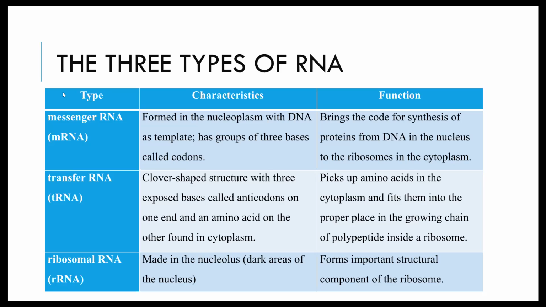How about the ribosomal RNA? It is actually made in the nucleolus. That's the dark area of the nucleus. It forms an important structural component of the ribosomes. Okay? Again, you will not find it hard simply because it is actually named after their functions. Do you have any questions so far?